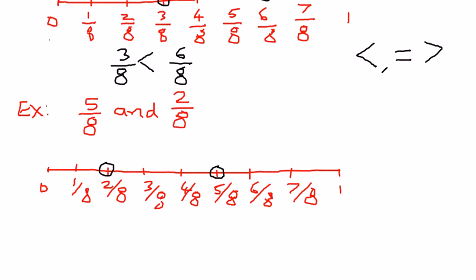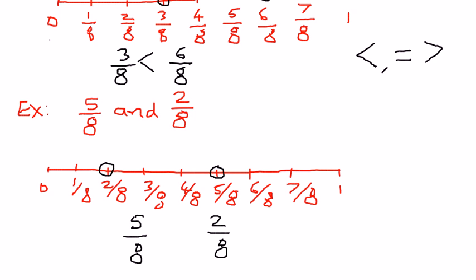To find the order relation between two fractions with the same denominator, we compare the numerators. This is what we want to find out. We want to find out which sign we should put between these two numbers, 5/8 and 2/8. Since the denominators are the same, we're going to compare the numerators.